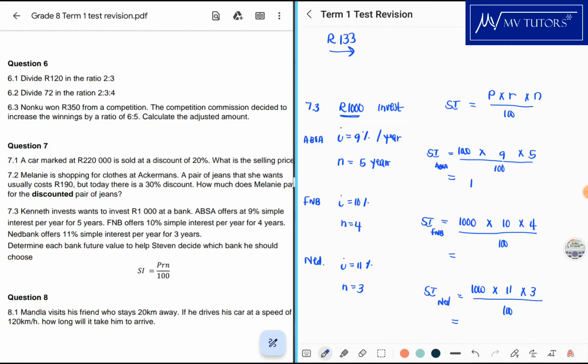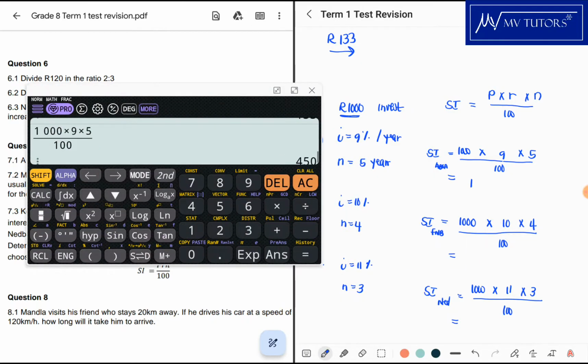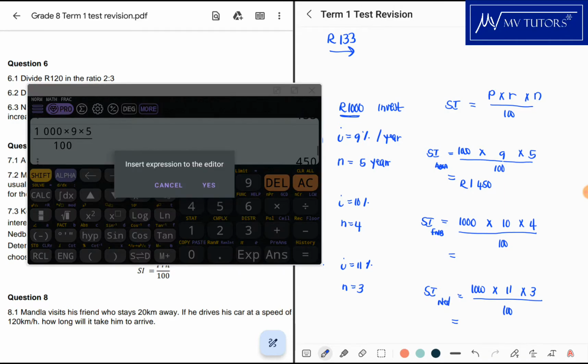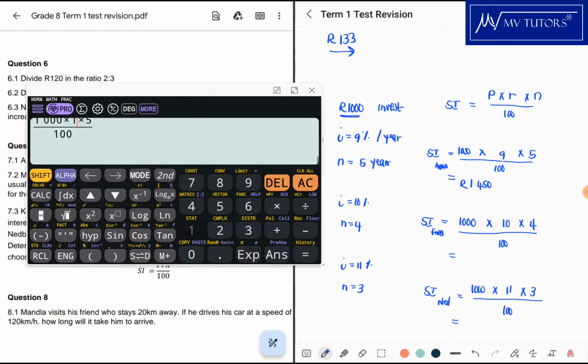Determine each bank's future value to help Stephen decide which bank he should use. All right, so we have 1,000 times 9% times 5. That's 450. Then plus that 1,000, because the 450 would be the interest that was made. So they have 1,450 Rand. Now secondly, we have 1,000 times 10 times 4 years. There we have 400, plus 1,000. That is 1,400.